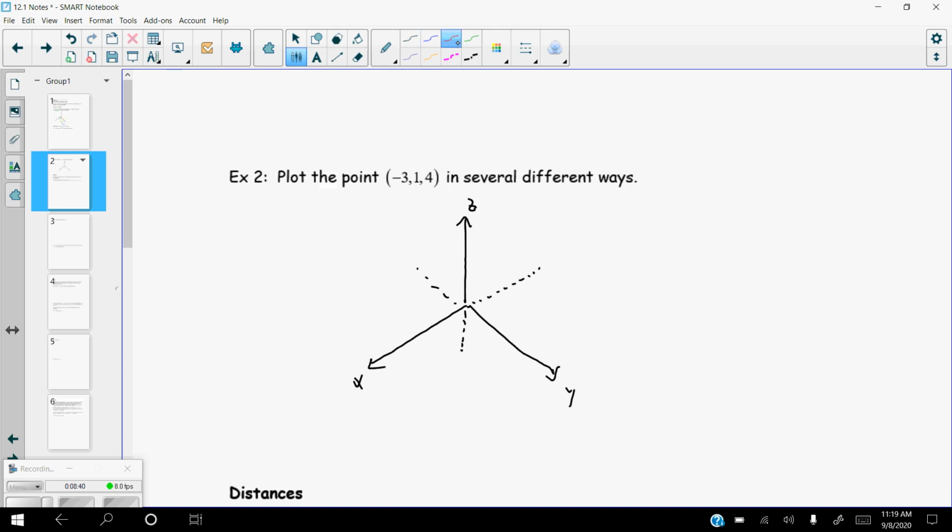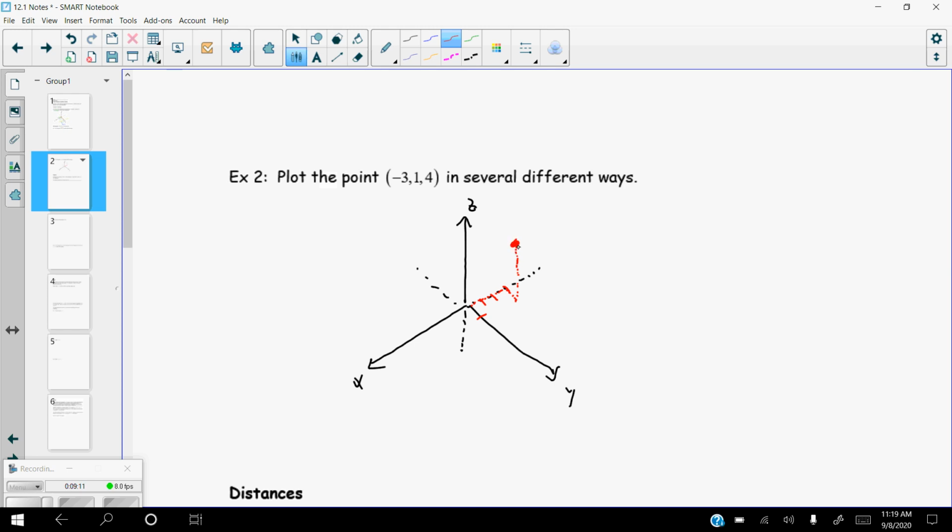All right, so we want to do the point -3, 1, 4. So -3 is backwards 3 on the x, and then it's up 1 unit in the y direction, and then up 4 units. So we're going to go out 3 units in the x. We're going to go positive 1 unit in the y, and then we have to go 4 units in the z. So 1, 2, 3, 4, and it's a good approximation.